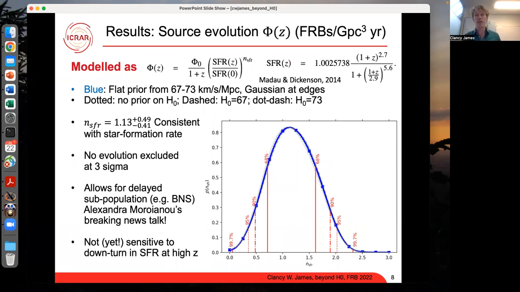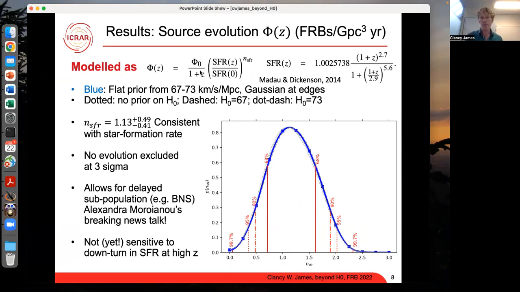So this is the number of fast radio bursts per co-moving gigaparsec per year. We model this relative to the star formation rate. So if you have the star formation rate from Madau and Dickinson, you scale that according to some power law, and then you account for this being a rate per year, right? So it's a 1 plus z scale.